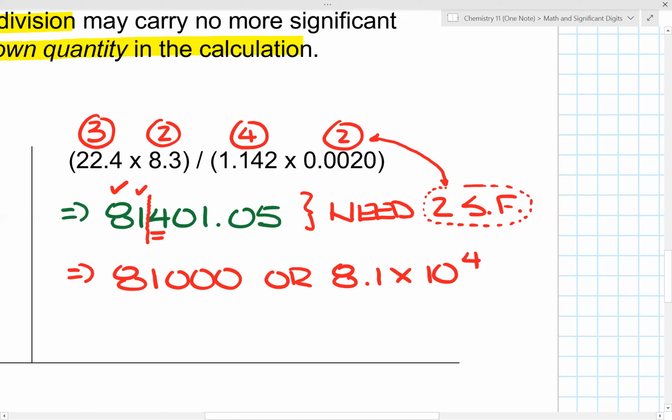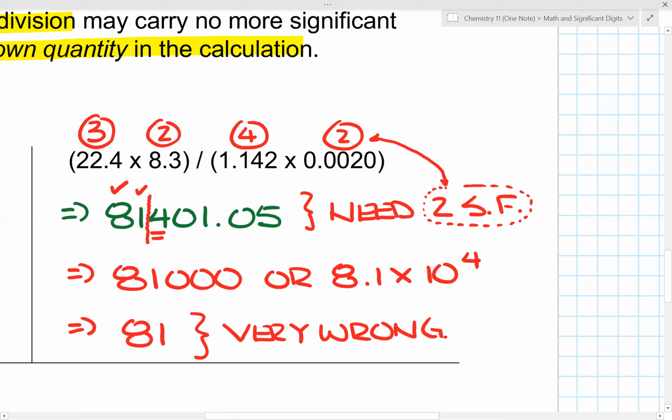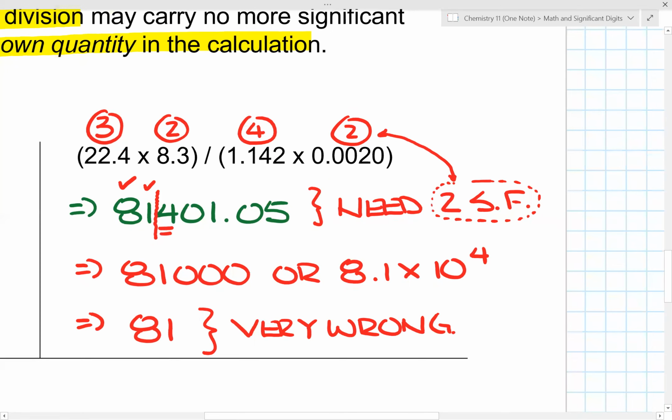Now, a common mistake that some people make is, hey, I need 2 sig figs. So Mr. Chan, I'll just write 81. And unfortunately, this is very wrong. You might say there is 2 sig figs. Yes, but the units are off, or the place values are off. You have 81,000. Okay, 81 just means you have 81. So just a mistake that you need to be very careful of.